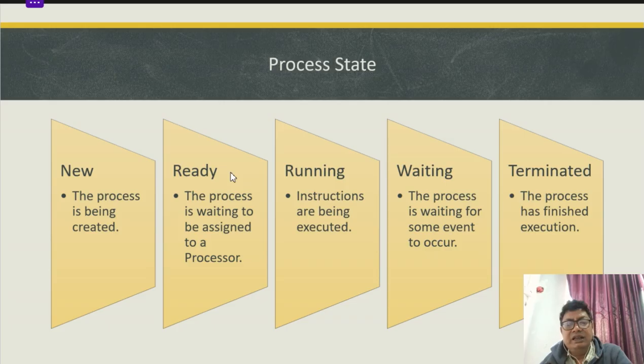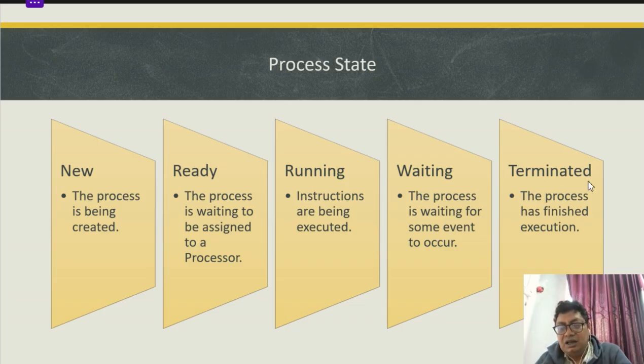Okay. Running means when it is already assigned by the OS and it is under execution. Clear? And waiting means sometimes, as per your program, you depend on input: the value of A, the value of B. At that time, you cannot stay in the main memory. Then the OS simply cuts it from the main memory and puts it into the waiting state, which means it is waiting for the user input or output, waiting for the IO.